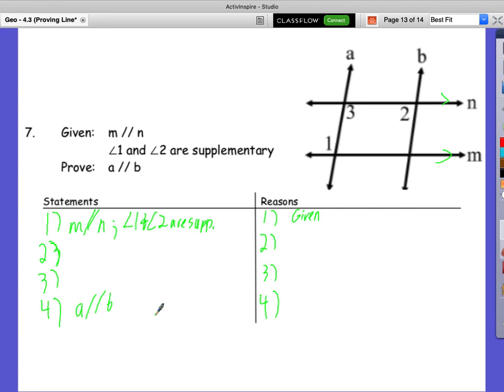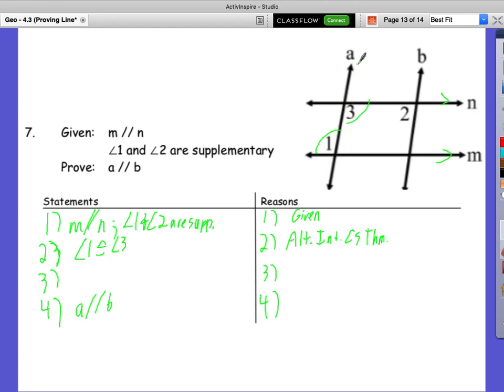So from here, if these two lines are parallel, 1 and 2 are supplementary. Well, we can prove 1 and 3 congruent because they're alternate interior angles. We use the alternate interior angles theorem, not the converse, because we're proving angles using the regular one. Okay, that's because these two parallel lines are cut by this transversal A.